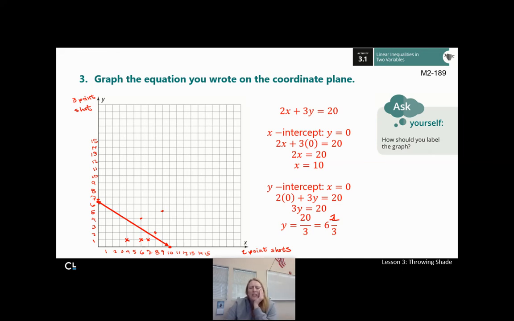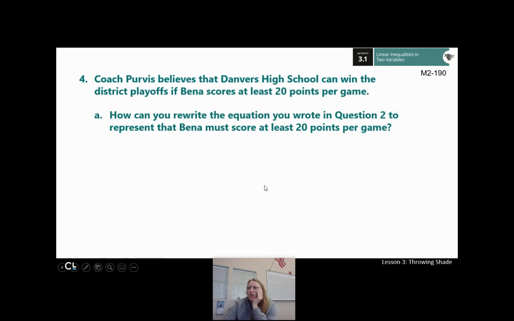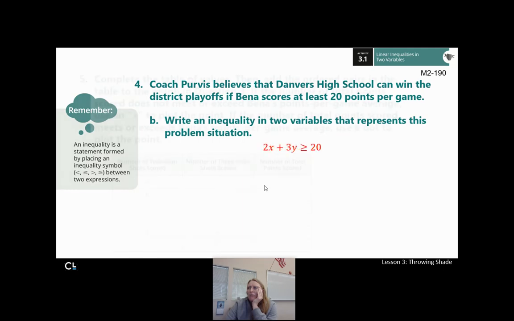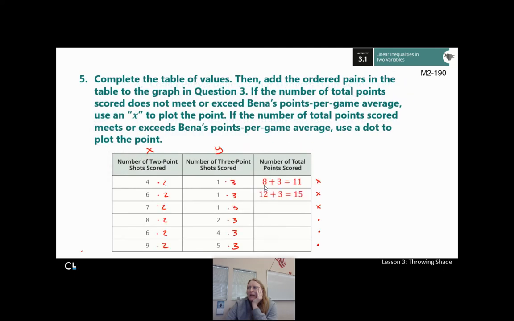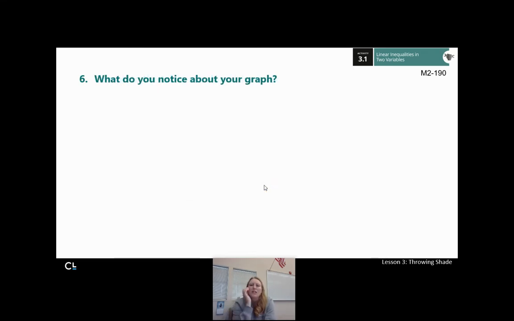Do you notice something here? Look at where our X's ended up and look at where our dots ended up. Interesting. Let's use that to help us answer question 6. What do you notice about your graph and where your dots and your X's went? Go ahead and hit pause, jot down what you notice, and then hit play when you're ready to keep the discussion going.